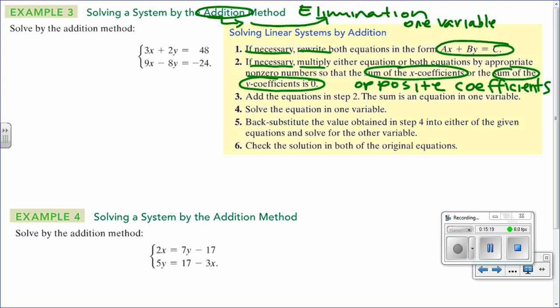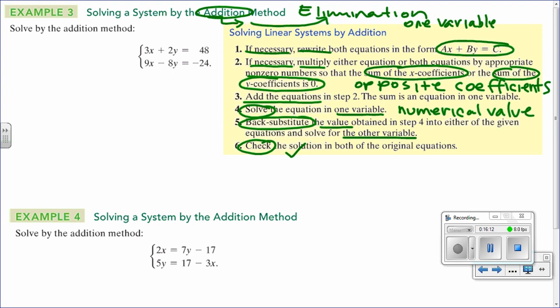In this case, we're going to skip number 1 because those equations are already written in standard form. But we are going to have to multiply one of the equations. Step 3, you add the equations. Once you have opposite coefficients, you add them: the x with the x, the y with the y, the constant with the constant, so we will be adding vertically. Then we solve the equation for one variable, and here we're going to get a numerical value. Then we back substitute the value to find the other, and then we check the solution.